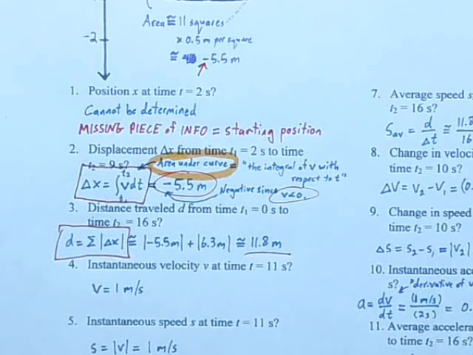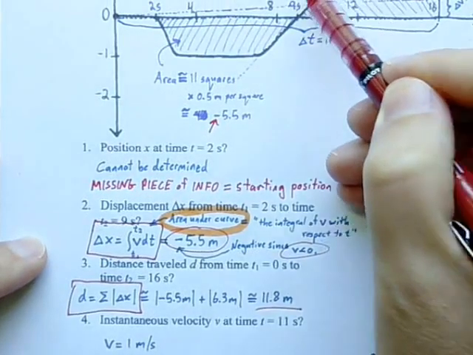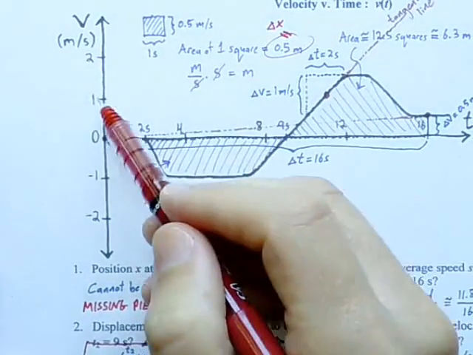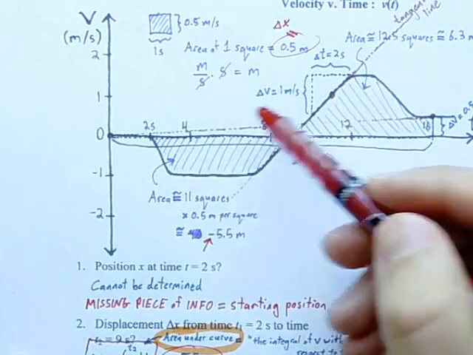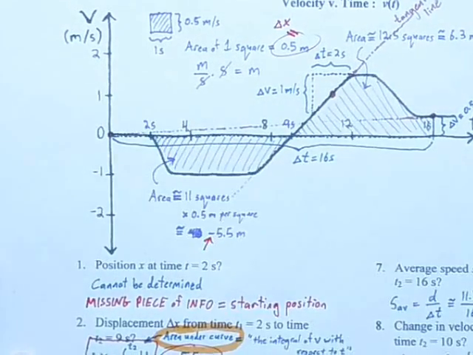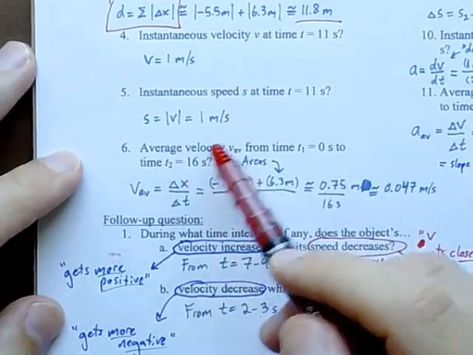Okay, instantaneous velocity. Well, it's a velocity graph, so we can simply read that off of the vertical axis here. Don't overcomplicate things. If you've got a velocity graph, you read velocity right off the axis. So 1 meter per second. And then speed, just the magnitude of that.